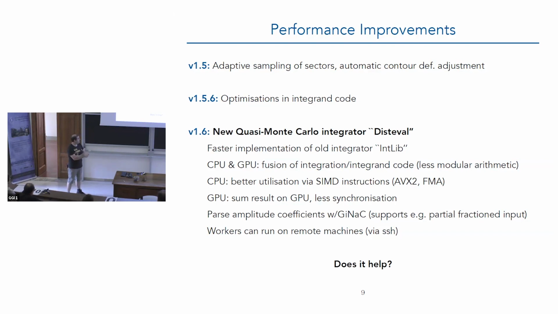One feature that I think is useful for our users is that we can actually pass amplitude coefficients with GINEC now, so we can support partial fractioned input and so on. Previously, we forced the way you input your coefficients to be a very particular form, and this was annoying, I think, for everyone. And of course, this can be distributed on several machines.